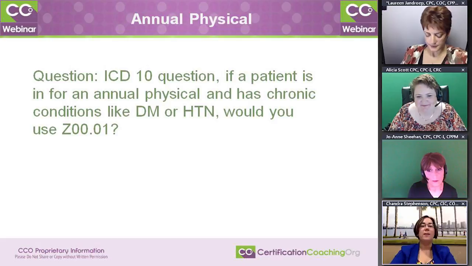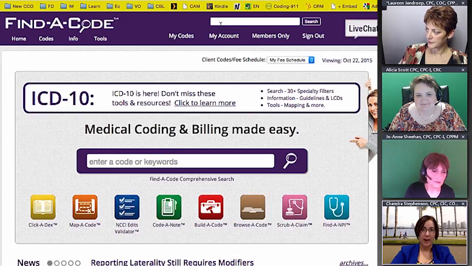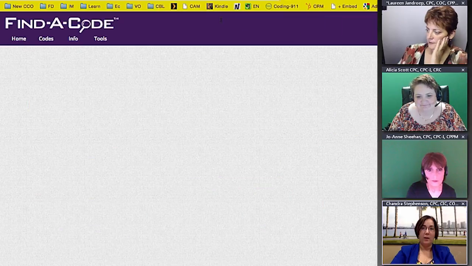Z00.01 is annual preventive or adult preventive examination with abnormal findings. As we talked about earlier, abnormal findings means we found something during that exam that we didn't already know the patient had. Chronic conditions would be things we already knew the patient had.